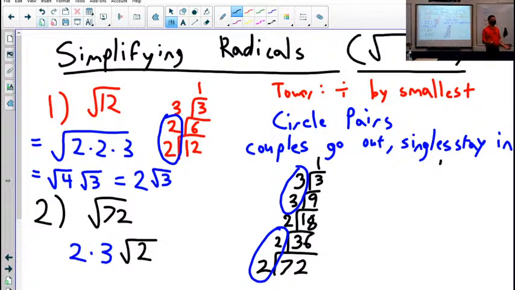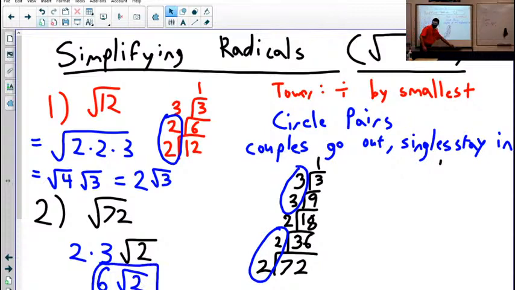Anytime you have things together outside or inside the square root, you just multiply them, because what's happening is multiplication. So I've got the 2 and the 3 outside the square root. I'm going to multiply them together to make 6. Square root of 2. And that's how we can simplify. 6 square root of 2 is our answer.